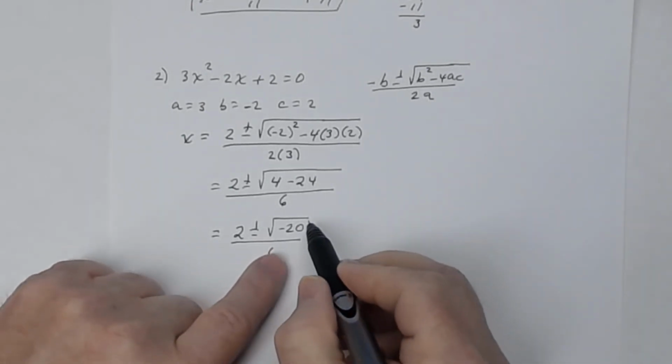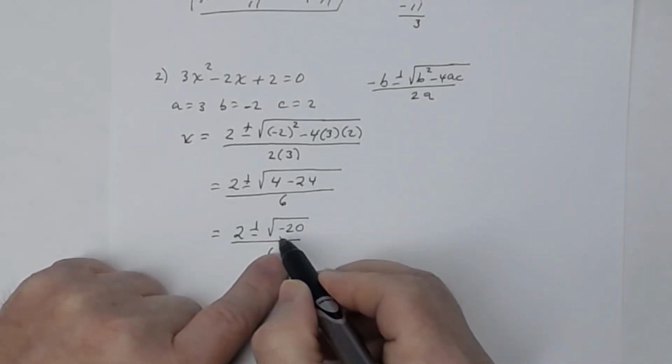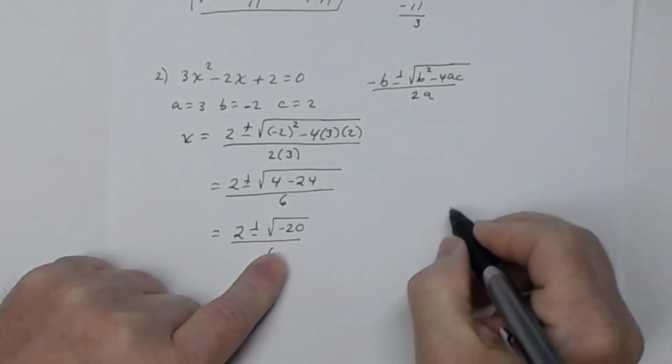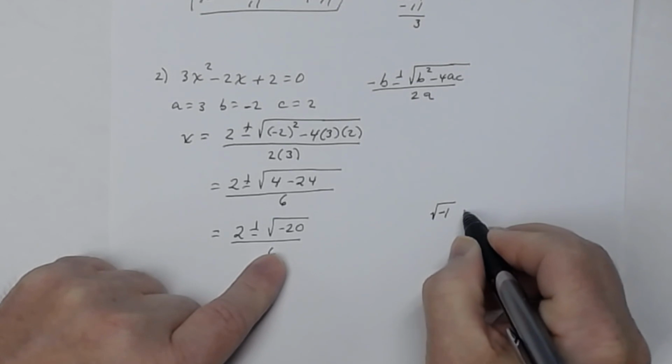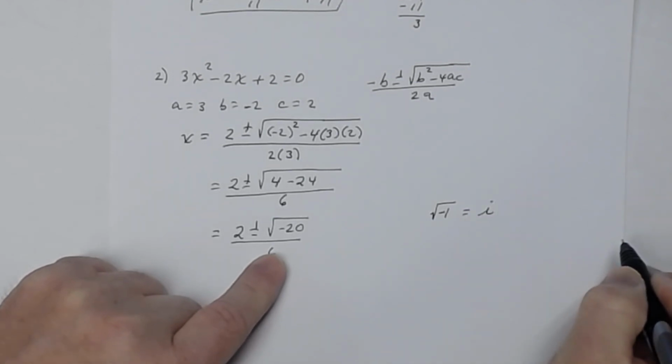Now, you have to remember some things about the square root of a negative 20. First of all, you need to remember that the square root of a negative 1 is defined to be the imaginary unit i.